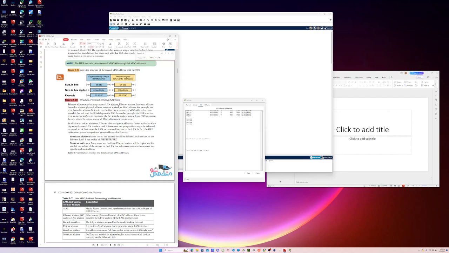So a MAC address is an Ethernet address. For example, the term burned-in address refers to the idea that a permanent MAC address has been encoded, burned into the ROM chip on the NIC. As another example, the IEEE uses the term universal address to emphasize the fact that the address assigned to a NIC by a manufacturer should be unique among all MAC addresses in the universe. In addition to unicast addresses, Ethernet also uses group addresses. So these are different MAC addresses.